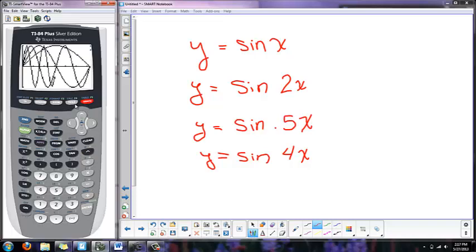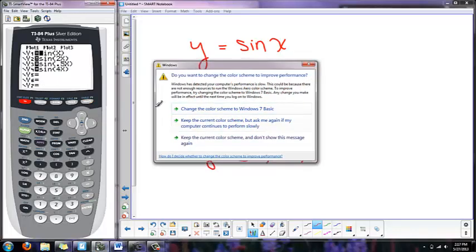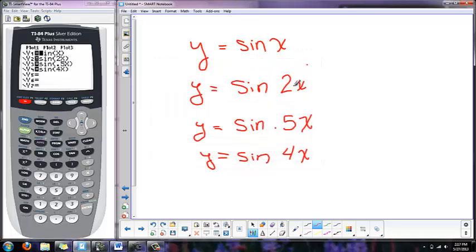Oh my god, it's graphing all of them. No, I don't want that. Alright, so let's just graph. We know what the first one looks like. Let's move our cursor down so that we're not graphing the third or the fourth.